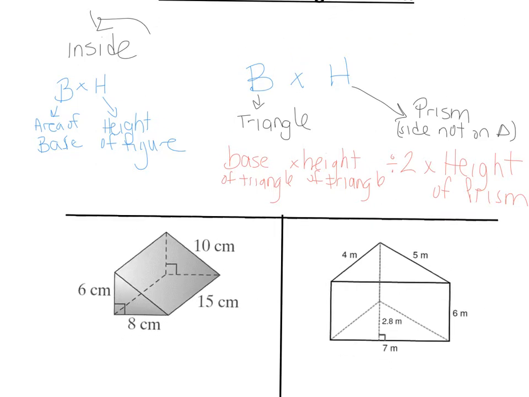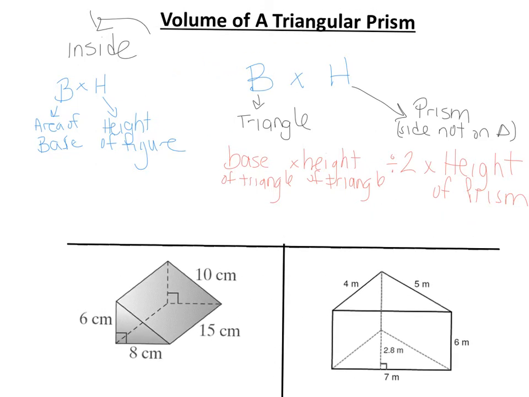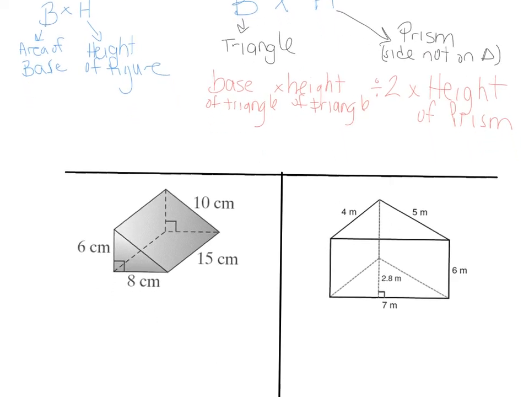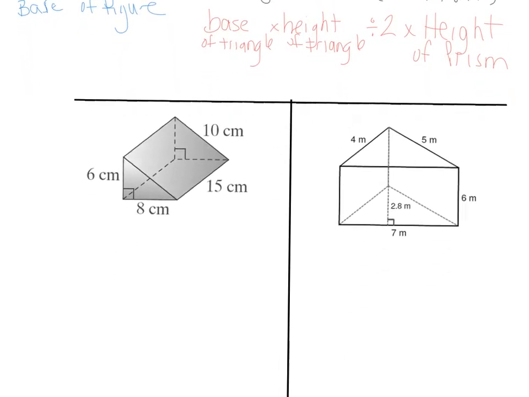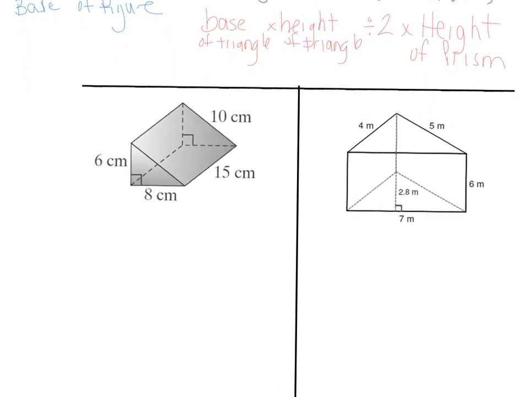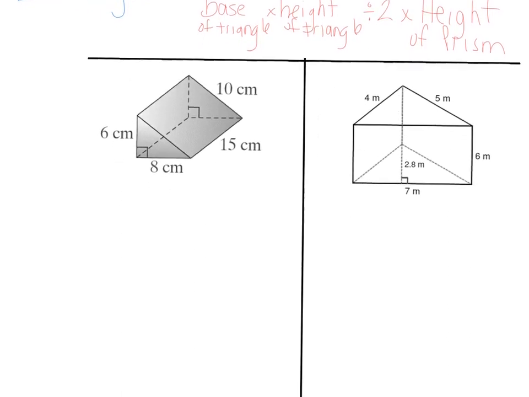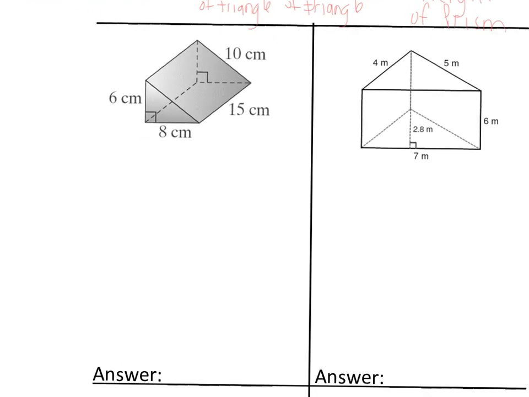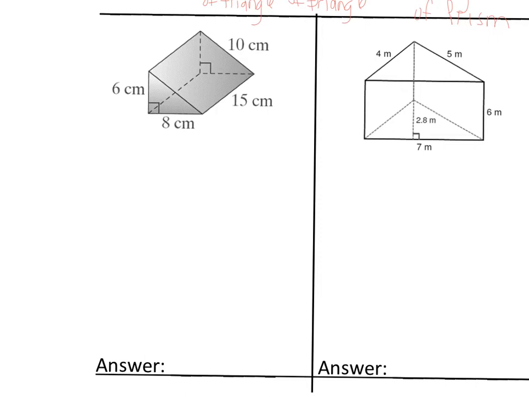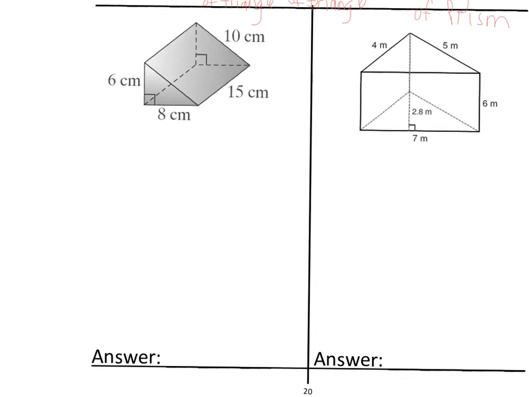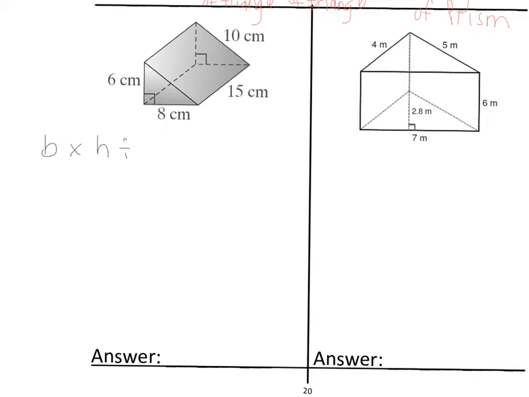Now, let's go through this, and I'm going to hope that I can make this somewhat clear. Just as anything else with a formula, you are asked to write the formula first. On these, I am going to request that you write the formula first, but you can't abbreviate. So the formula is little base times little height divided by 2 times big height.